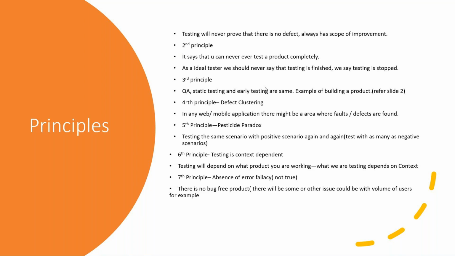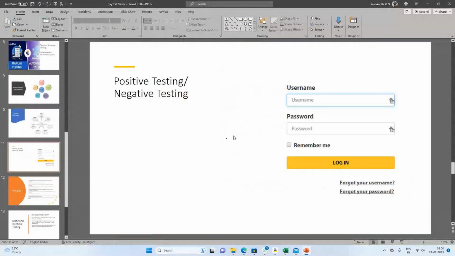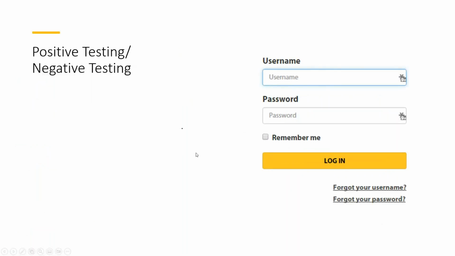And the fourth principle is defect clustering. I'll tell you with an example. A cluster is where you get all things in one place, right? So that is called a cluster. Now you have tested this and it is going to the login page, and in the login page you have a few things that you have to perform.